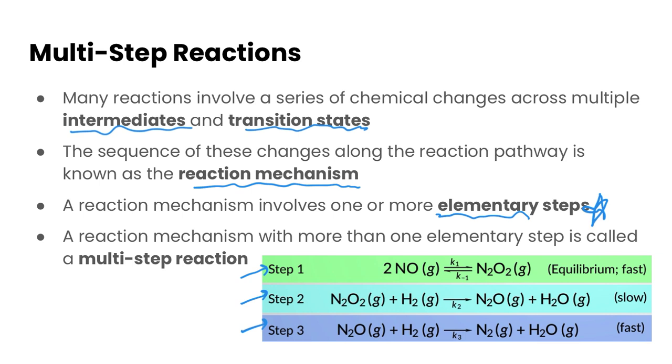You can see here the first step happens fast, the second step happens slow, and the third step happens fast. And so we can use this information about this multi-step reaction mechanism in order to come up with a rate law for a particular overall reaction.